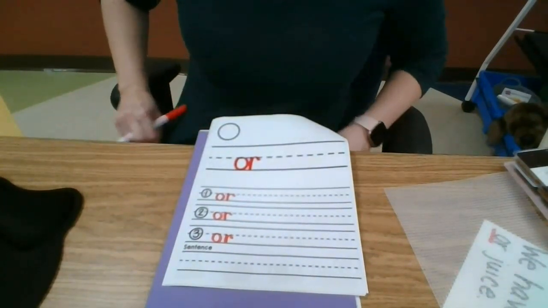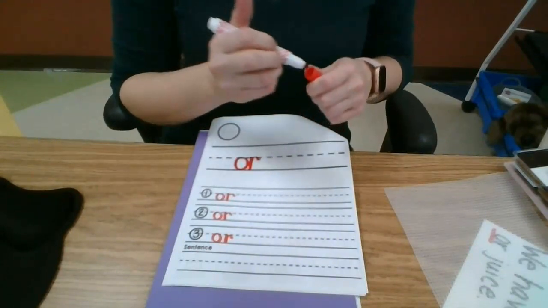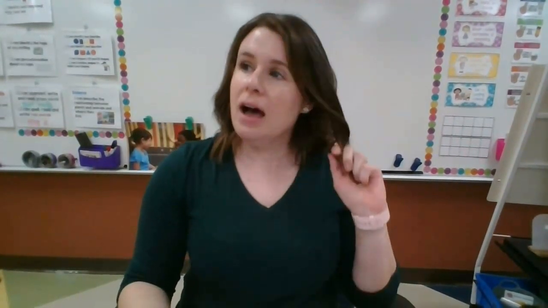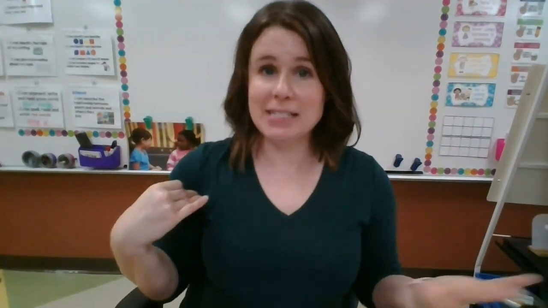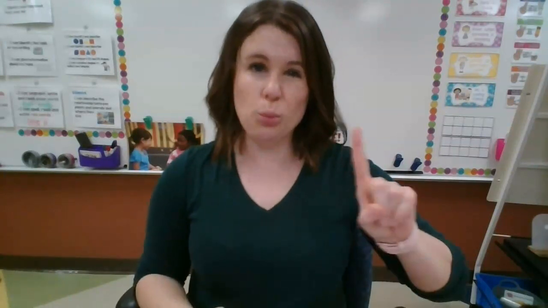Or is a word that usually means you might have a choice. So someone might say, you can have a hamburger or a hot dog. So it means you can't have both, you have to choose one. So you might say, I can have cake or cookies for dessert. You can't have both for dessert, you have to choose one, or.